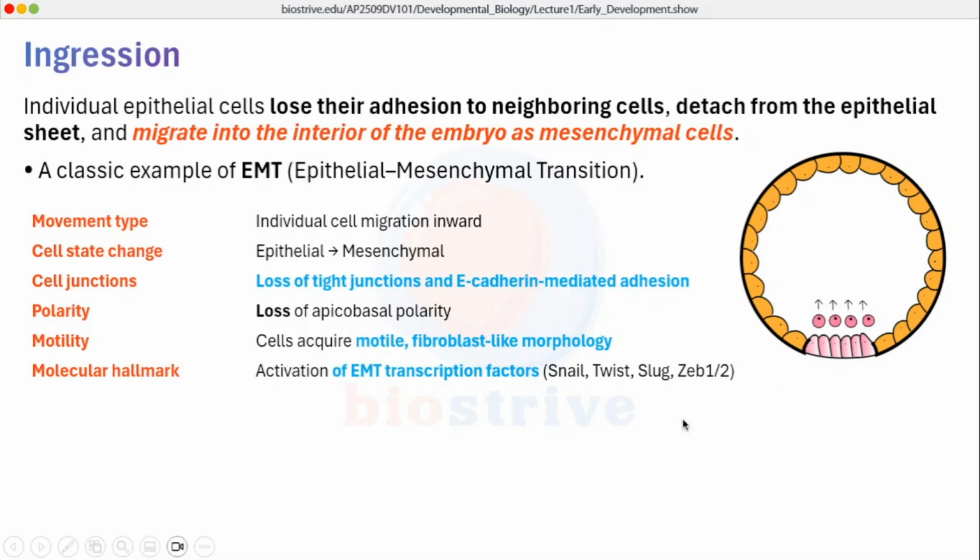So this is a perfect example of the EMT process, which is epithelial mesenchymal transition, and the movement type is inward migration. They acquire motility and start moving inward. Some of the molecular markers which can be seen in these cells are Snail, Twist, Slug, and ZEB1 and ZEB2 markers.